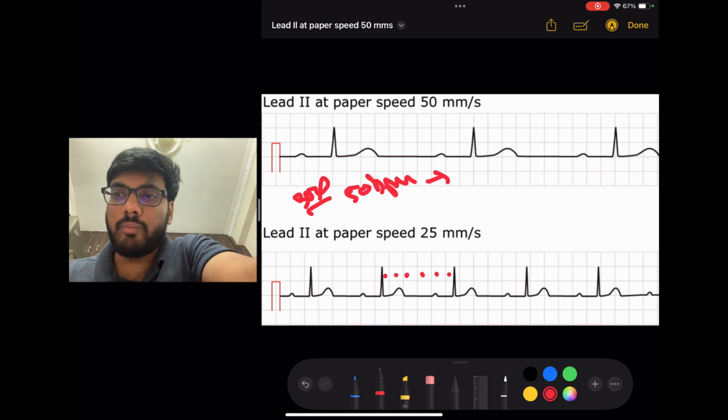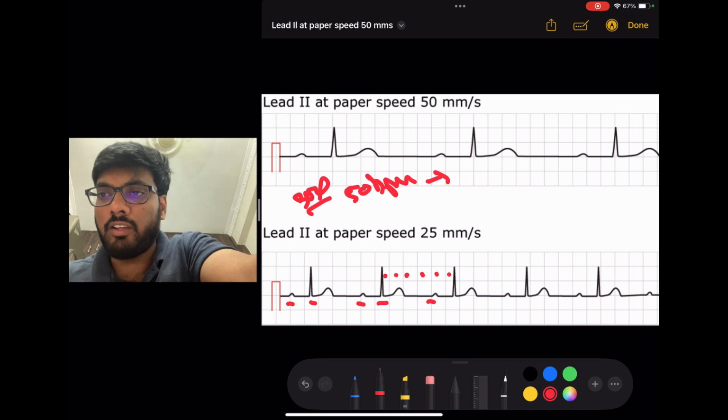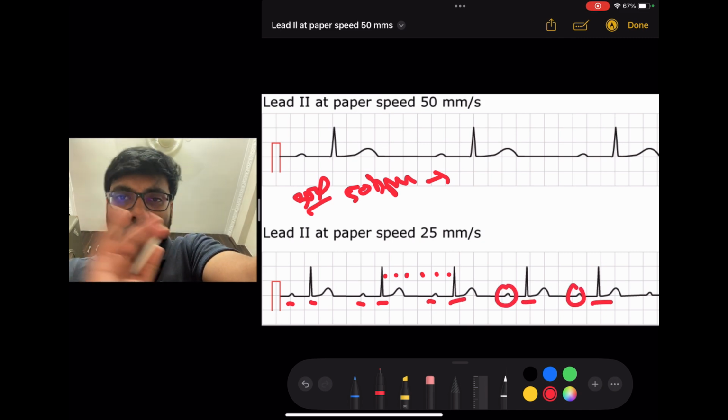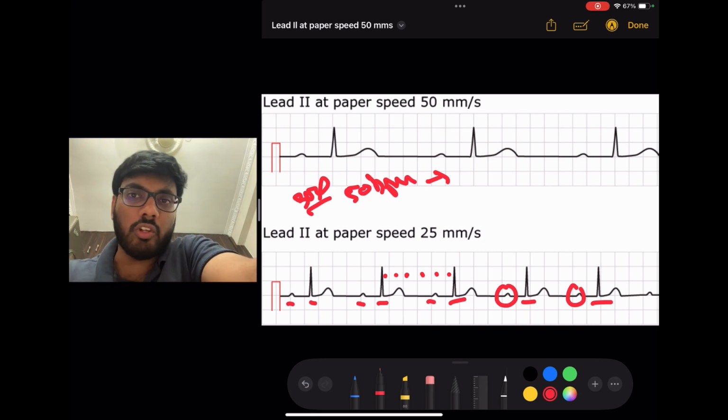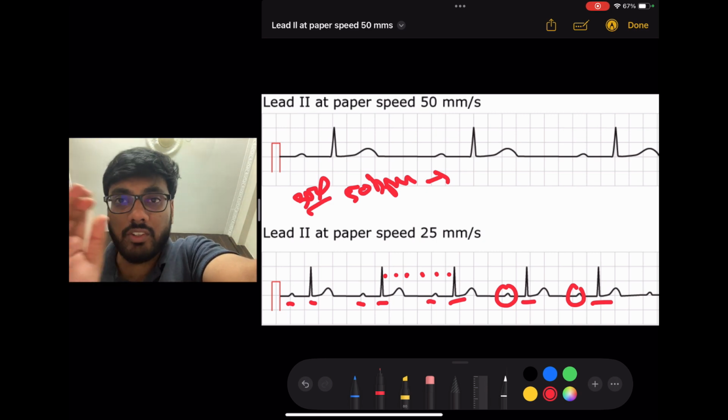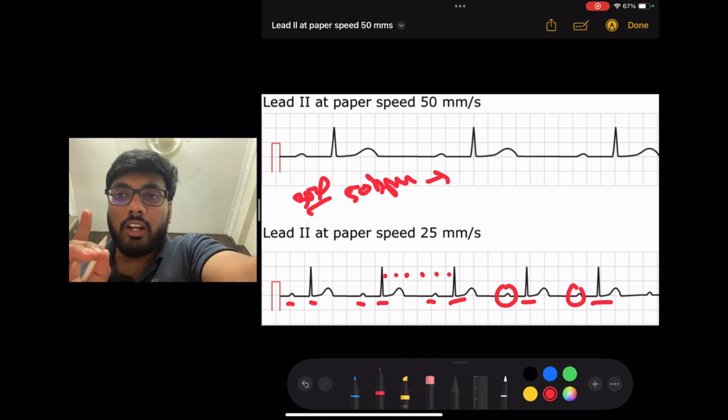Is there any dropping of beats? Look here. Every P wave is followed by QRS. P wave followed by QRS. P wave, QRS. So, there is no dropping of beat. That means second degree AV nodal block is also ruled out. What we are left with is first degree versus sinus bradycardia. How to differentiate between them?